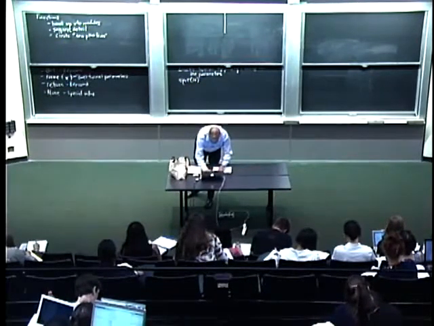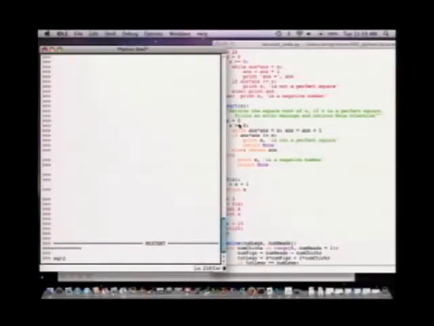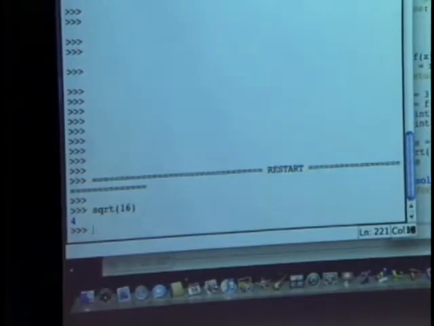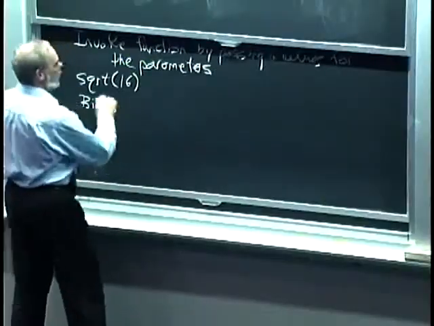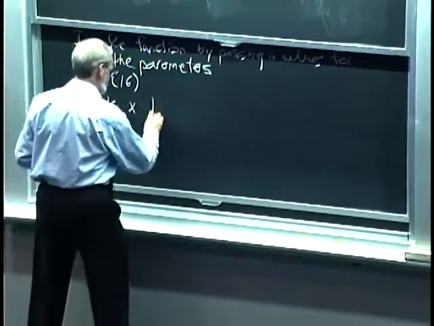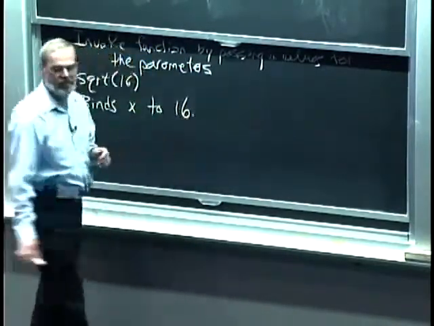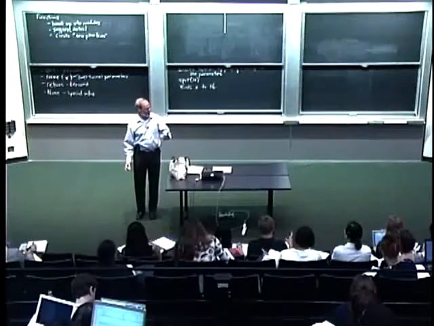Now let's just try this out to see what happens. I'm going to make sure I've got it there. So if I type, for example, squirt of 16. Aha! What did it do? Well, let's talk about what it did. What this invocation does is the following. It binds, and I'm going to say this specifically for this example rather than general, it binds x to 16. Just as you would have done with an assignment statement up in the top level thing.